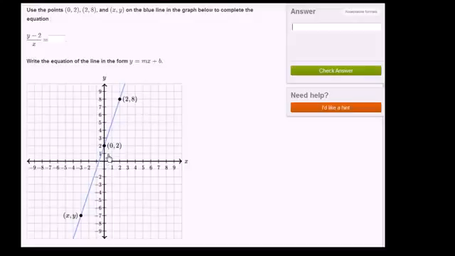Well, a good place to start is to figure out the common ratio between our change in y and our change in x between any two points on the line. So let's think about that. If I were to go from point (0, 2) to point (2, 8), what's going to be my change in x? To go from x equals 0 to x equals 2, you have to go to the right 2 in the x direction.